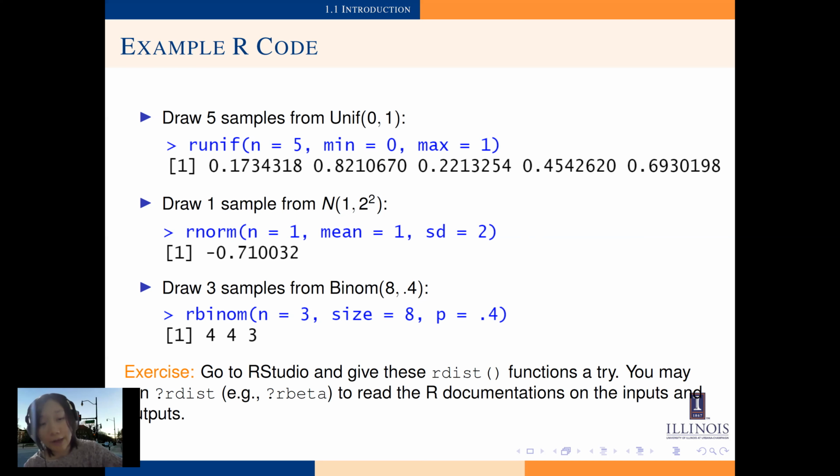As an optional exercise, you can go to RStudio and give these rdist functions a try. For each of these distributions, you can do ?rdist, for example, ?rbeta, and then you will be able to read the R documentation about what the inputs and outputs are.